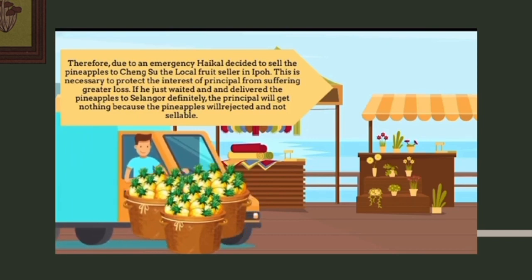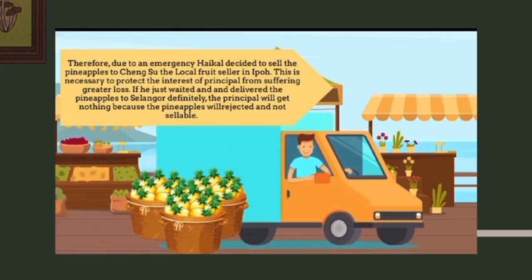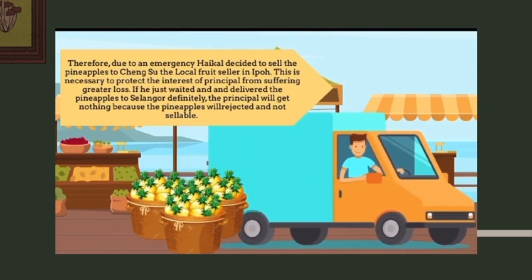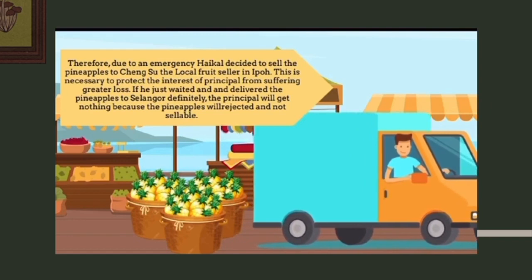Therefore, due to an emergency, Haikal decided to sell the pineapples to Cheng Su, the local fruit seller in Ipoh. This is necessary to protect the interest of the principal from suffering greater loss. If he just waited and delivered the pineapples to Selangor, definitely the principal would get nothing because the pineapples would be rejected and not sellable.